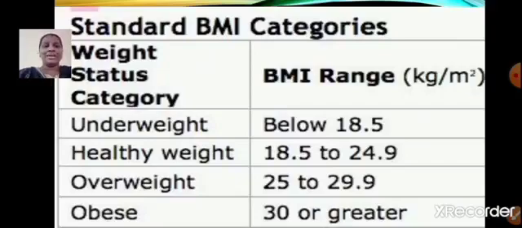If the BMI of a person is below 18.5, it means the person is underweight. If the BMI is between 18.5 to 24.9, it means the person is healthy. If the BMI is between 25 to 29.9, it means the person is overweight. And if the BMI is 30 or greater than that, the person is obese. Okay, students?